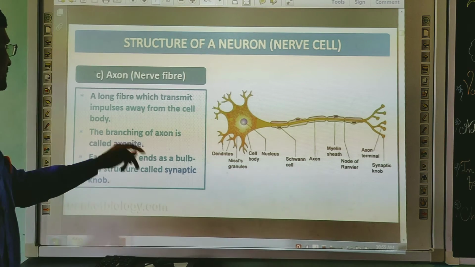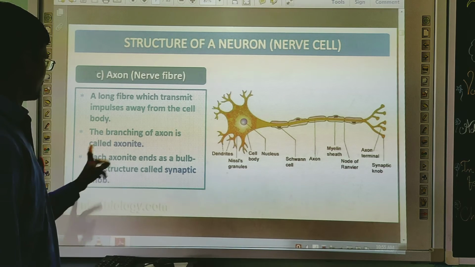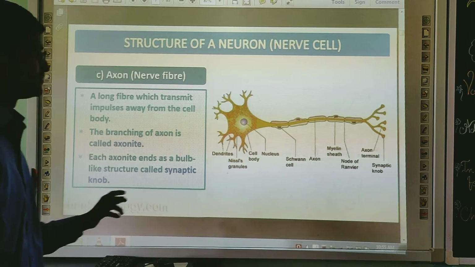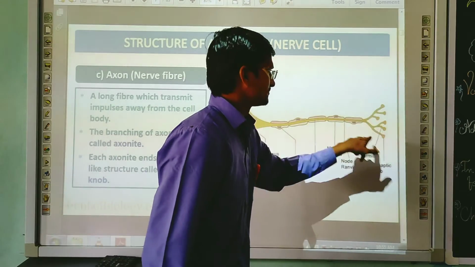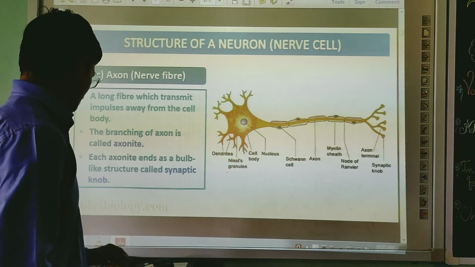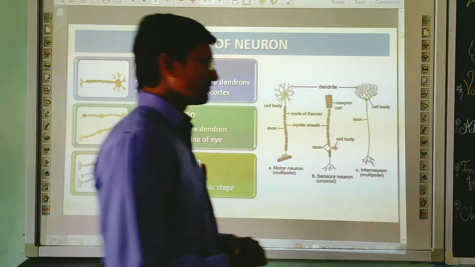Okay, and the branching of the axon is called axonite. Got it? Each axonite ends as a bulb-like structure called the synaptic node. You can see this part, which is connected to the muscles, and the muscles will respond. Okay, the types of neurons we will discuss in our coming video presentation.